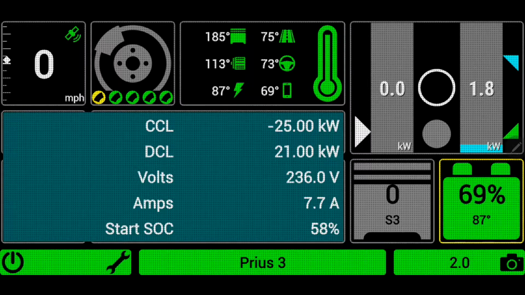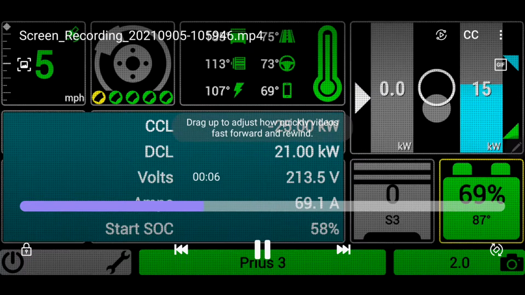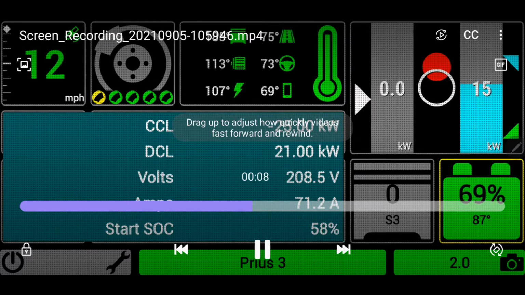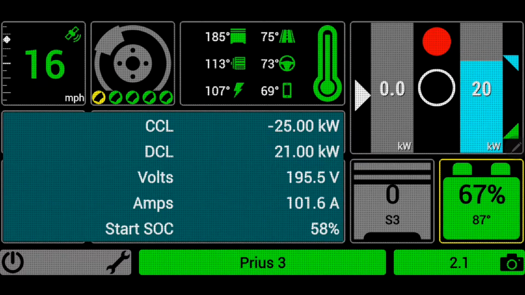So we're at 69% state of charge, 236 volts. Our discharge limit is 21 kilowatts. That's the most amount of power we can pull from the pack. So when I hit play here, we'll slowly scroll through till we get to our discharge right here, which is at 15, 16, 18, 20. So 20 is the most amount of current we pulled from the pack.